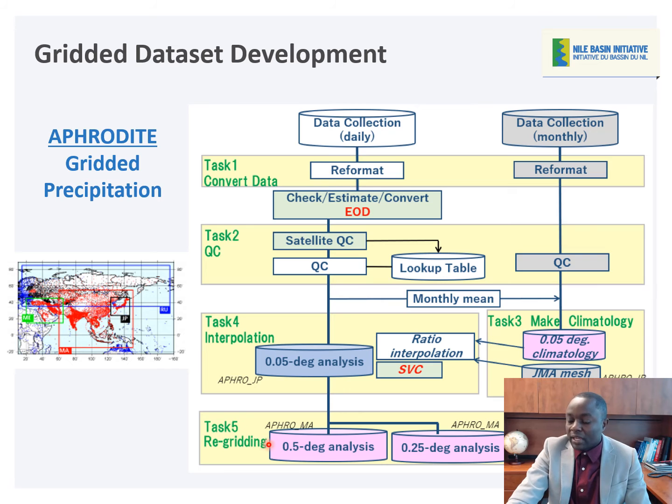Okay, and the last step typically involves regridding the data. So they can move the data, say, from a 0.05 degree analysis to a 0.5 degree analysis, and this often is done when several data sets are to be meshed into a single gridded data product, such as the APHRODITE precipitation data set.